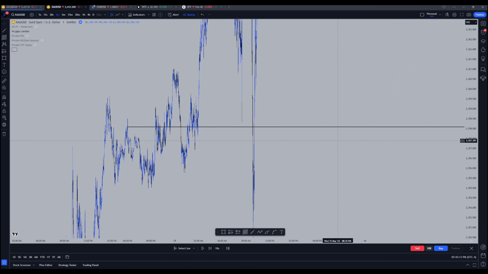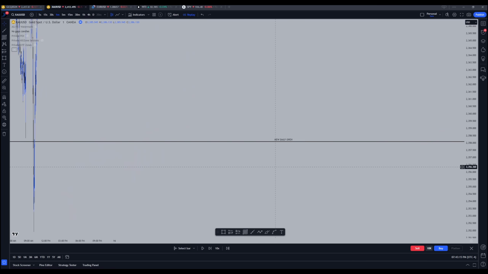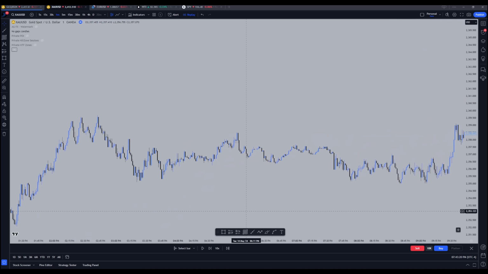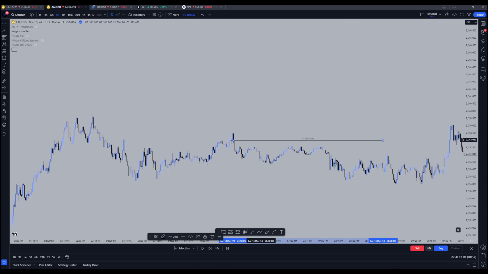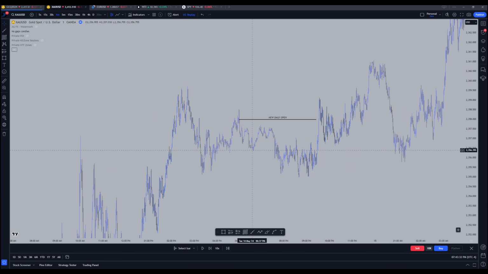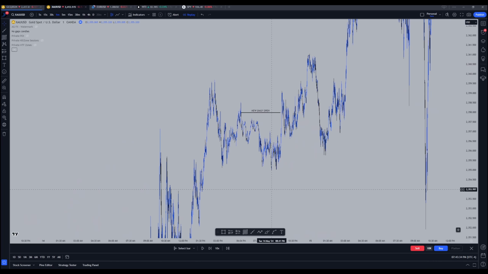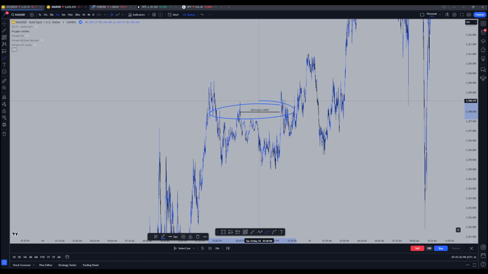So what does that mean? First off, we don't need to stretch it this far. It's way too far. I just know it's here. I think it was here. This is the new daily open. Now, what does that mean? If we're bullish, we want to be buying below this new daily open.